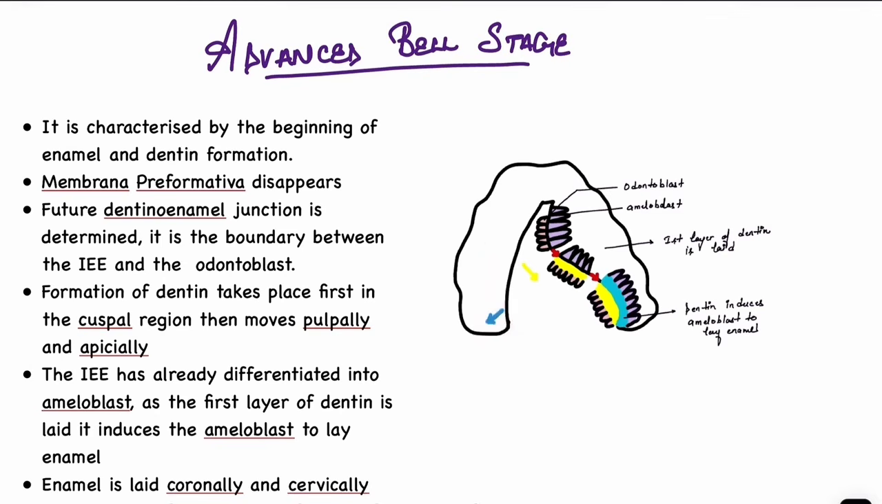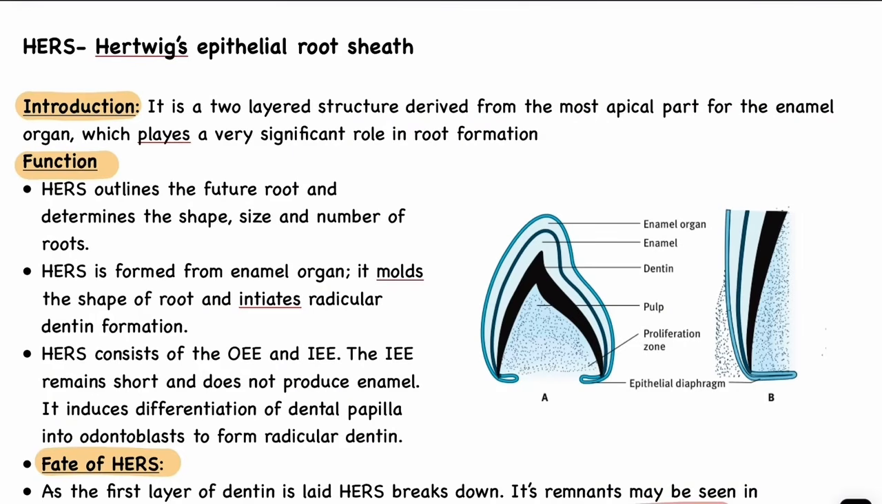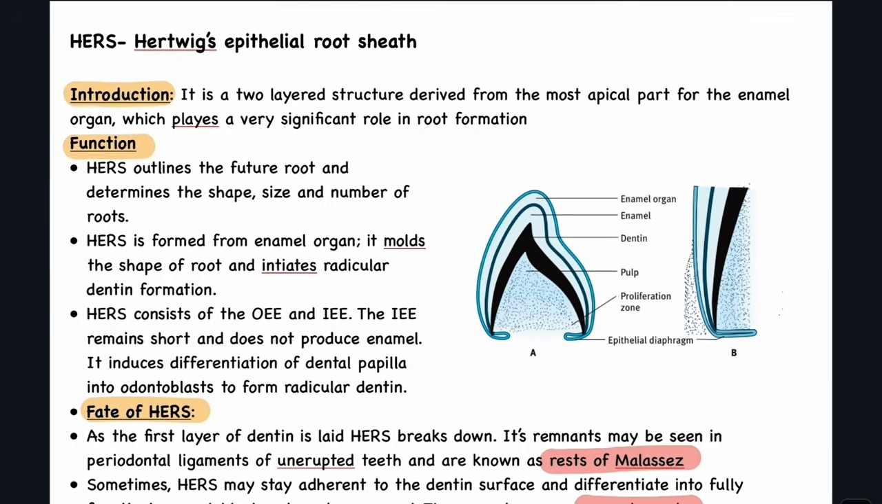And development of root begins after the formation of dentine reaches the cemento-enamel junction. So root will only be formed after this entire area has been filled with dentine and this has been filled with enamel, the outer area, and when the formation of dentine reaches the cemento-enamel junction, then the formation of root starts taking place. Now moving to the Hertwig's epithelial root sheath. Okay, so this is how the formation of root will start taking place through this structure.